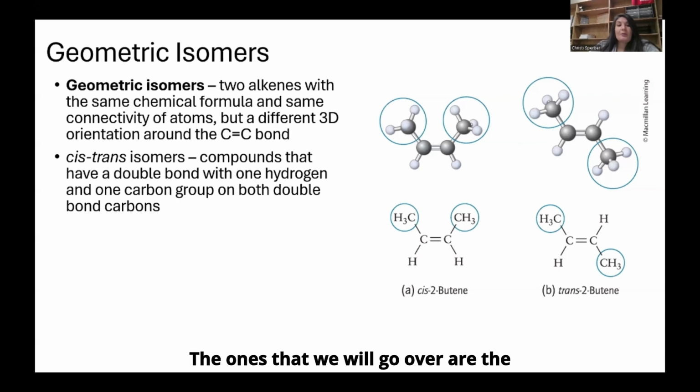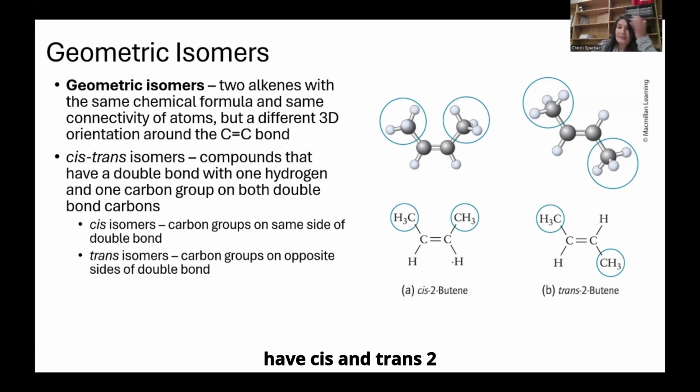The ones that we will go over are the cis-trans isomers. These are compounds that have a double bond with one hydrogen and one carbon group on both double bond carbons. So we see here, we have cis and trans 2-butene.